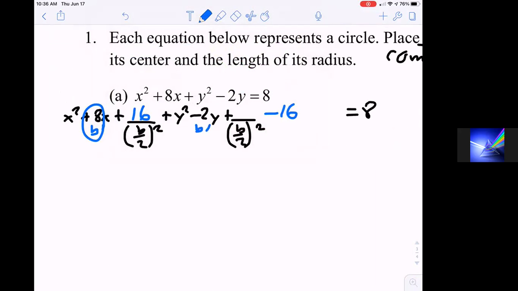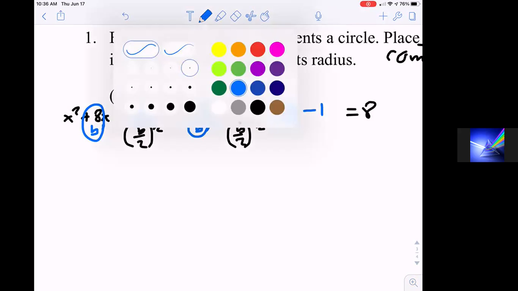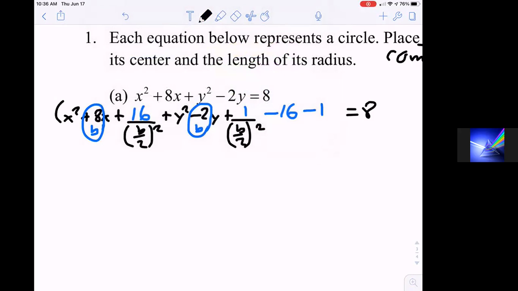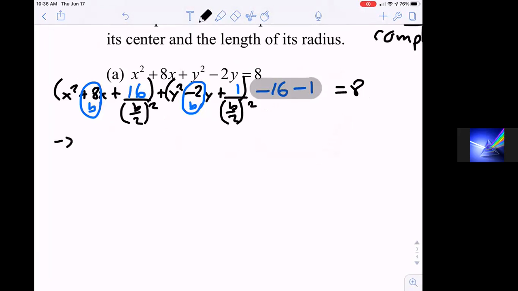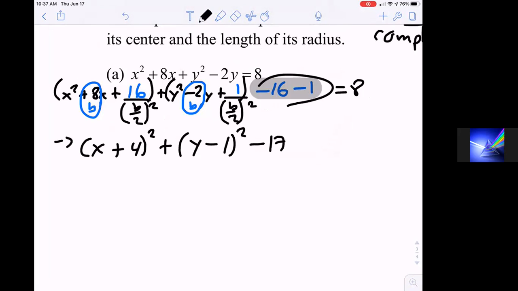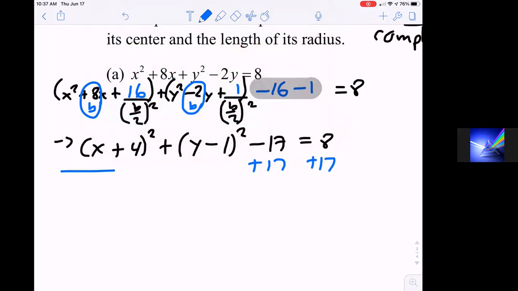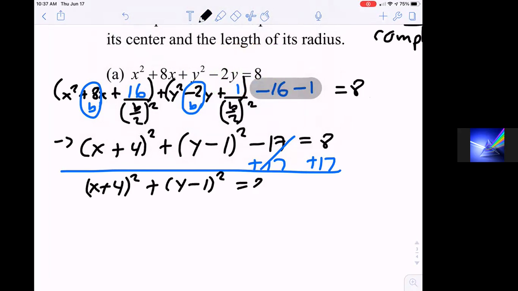Again, we're going to identify the b term. The b term for the y section is -2. Take half, which is -1. Square that, we get 1. Subtract 1 over here. Now for the next part, we are going to section off the x and y terms and combine those numbers. So if we rewrite this, we get x plus 4 squared plus y minus 1 squared minus 17 equals 8. We're going to add 17 to both sides. And we get x plus 4 squared plus y minus 1 squared equals 25.